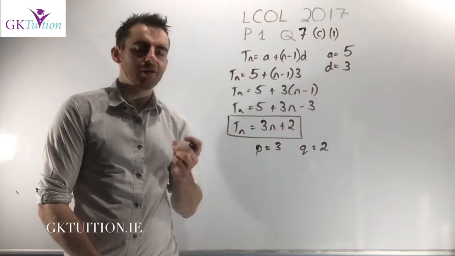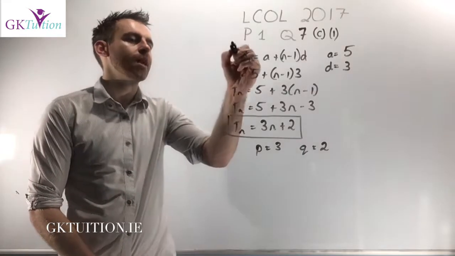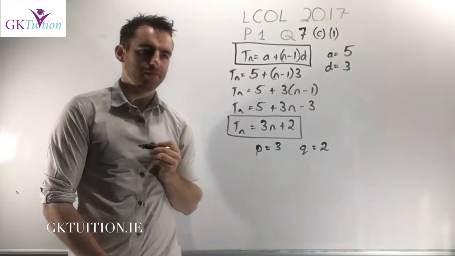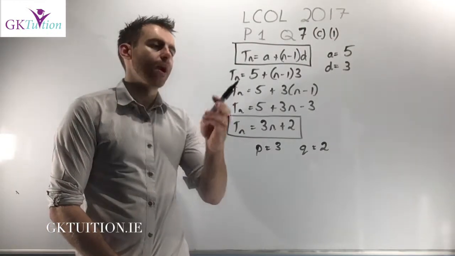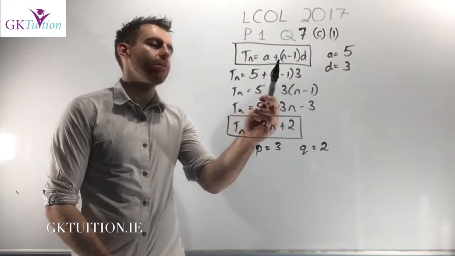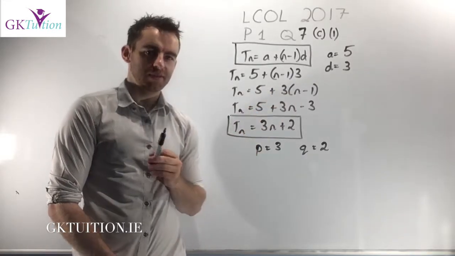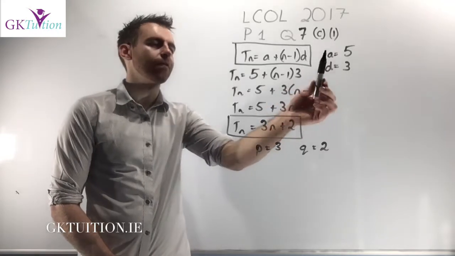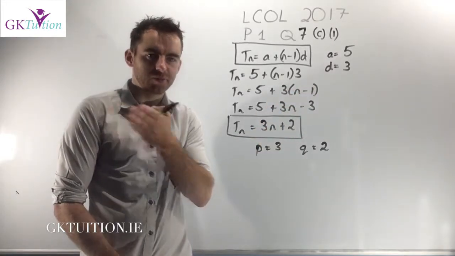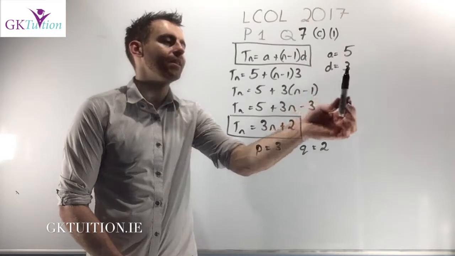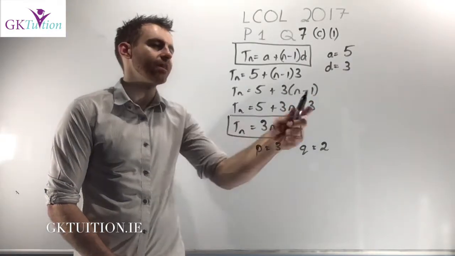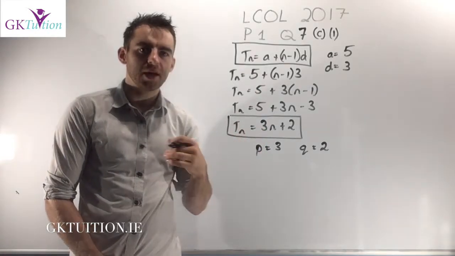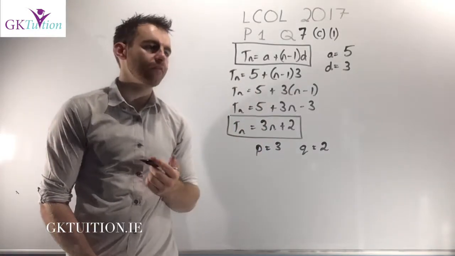There's a formula on page 22 in your maths tables that allows you to find the general formula for an arithmetic pattern. The formula is Tn equals A plus n minus 1 times D, where A is the first term, in this case clearly 5. The first pattern has 5 tiles. And D stands for the common difference. In this case our common difference is 3, because we can tell from our table in part B that it's increasing by 3 tiles every time.